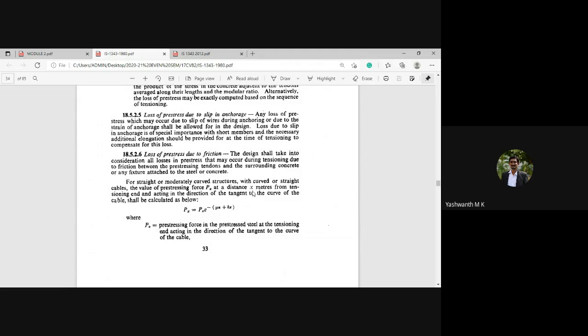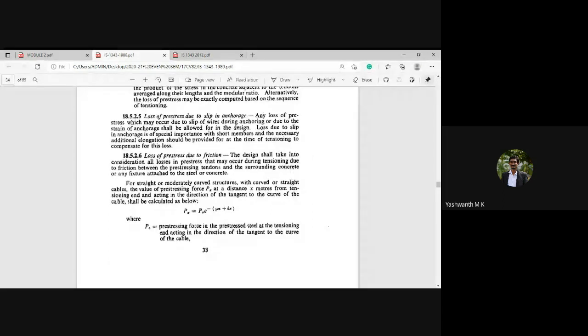With this context, whatever you have learned from the last session and in this session as per the code, let us work out some problems so that you can come to know how to calculate the loss of stresses. Is it clear? So let me start with the problems. I will stop sharing this and go ahead with the problems now.